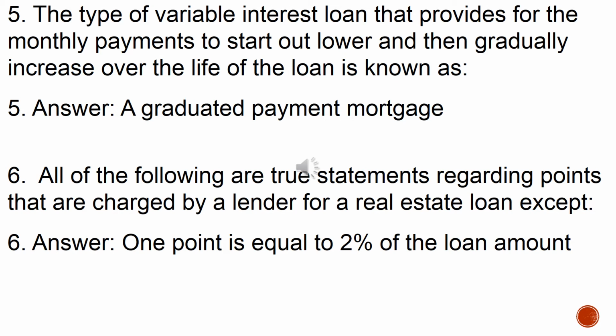Question number 5. The type of variable interest loan that provides for the monthly payments to start out lower and then gradually increase over the life of the loan is known as? Answer, a graduated payment mortgage. Question number 6. All of the following are true statements regarding points that are charged by a lender for a real estate loan except? Answer, 1 point is equal to 2% of the loan amount.